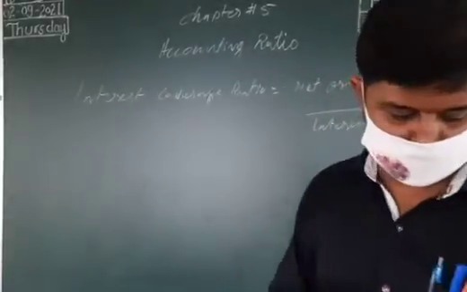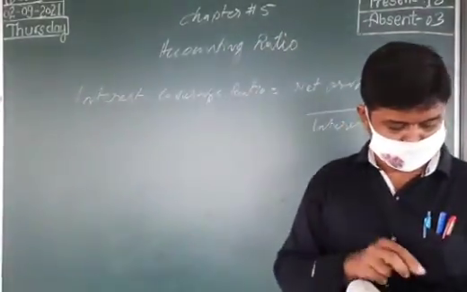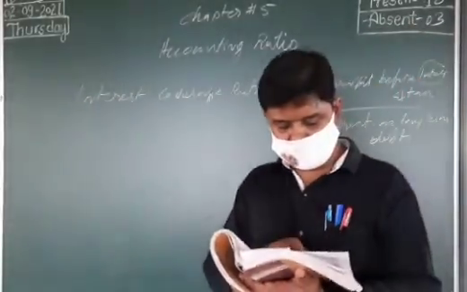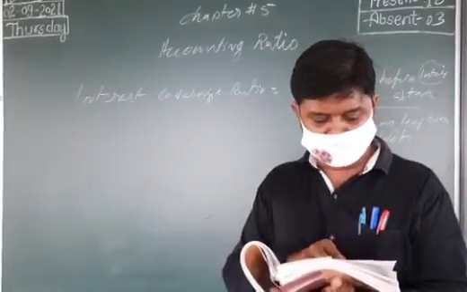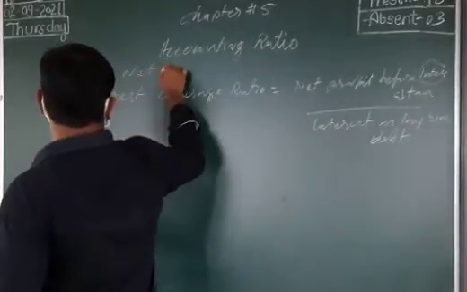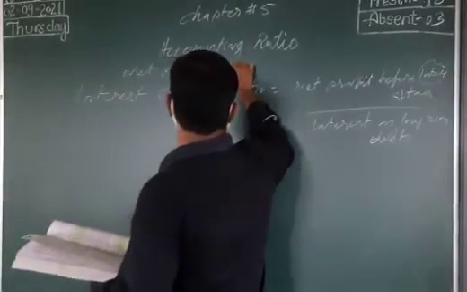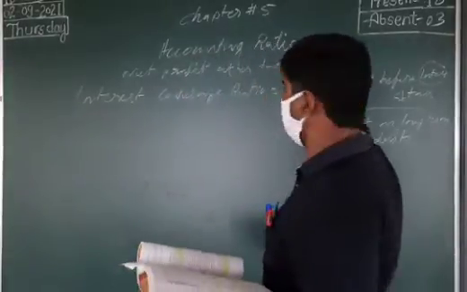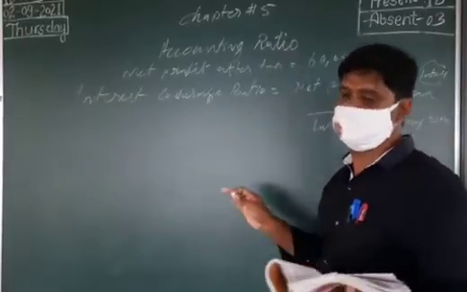So here is one question we can solve, then you will understand better. Illustration number 11. From the following details, calculate the interest coverage ratio. Net profit after tax rupees 60,000. Here it is given that after paying the tax, we got the net profit. That means 60,000 is our net profit. All expenses are paid.